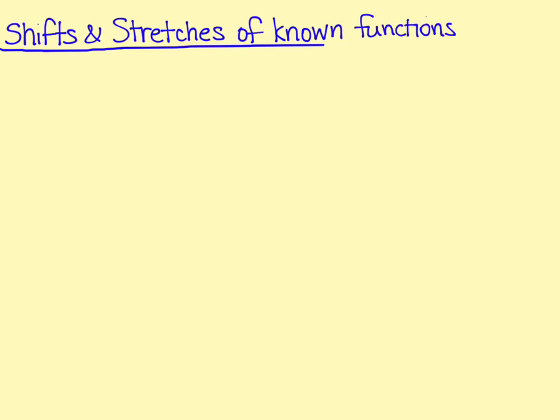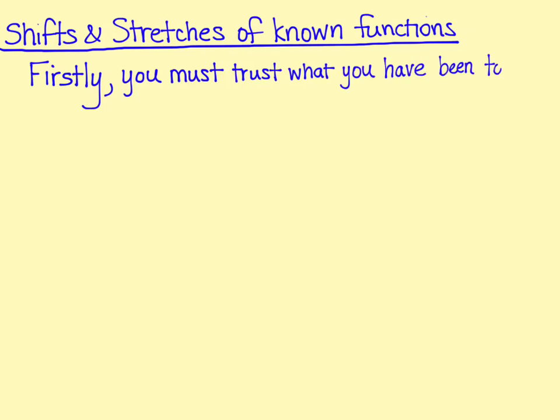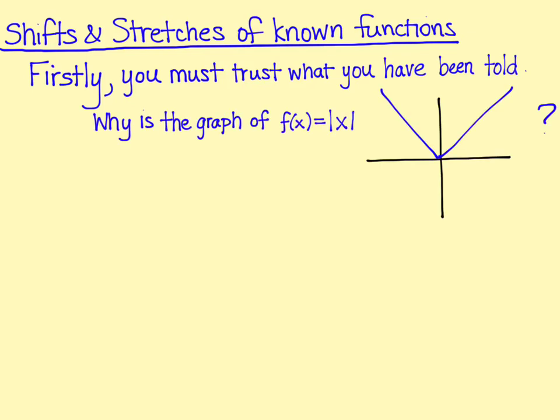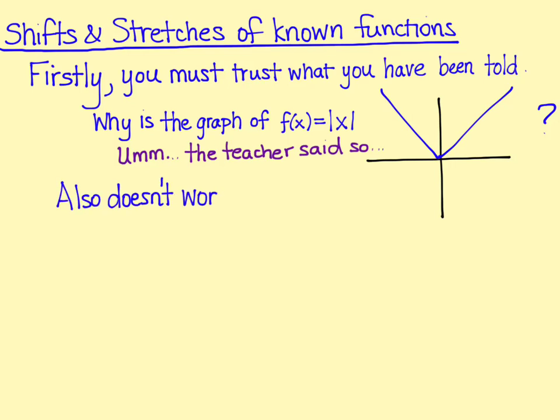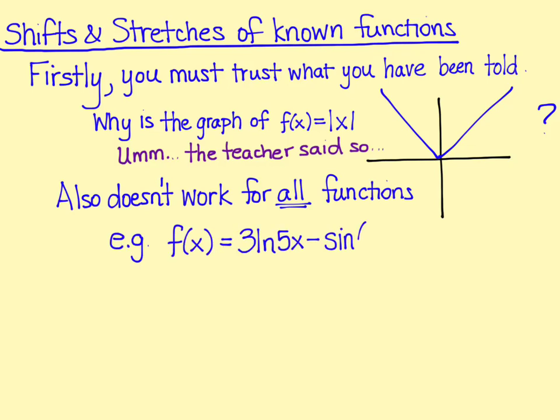For shifts and stretches of known functions, first you must actually know what the graph of the original function is. In order to do that, you have to trust what your teachers have told you. So why is the graph of f of x equals the absolute value of x the following? Well, I guess your teachers have told you that in the past. Also, this doesn't work for all functions. For example, if I have the function 3 times the natural log of 5x minus sine of e to the 10x squared, we don't know how to graph that because we don't know how to do shifts and stretches of all of these functions combined.